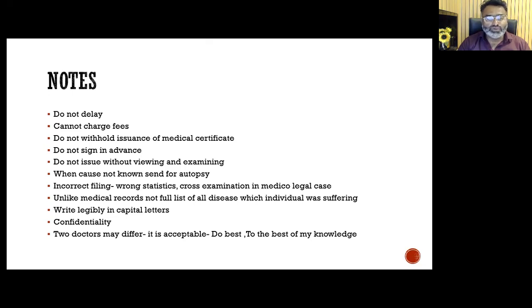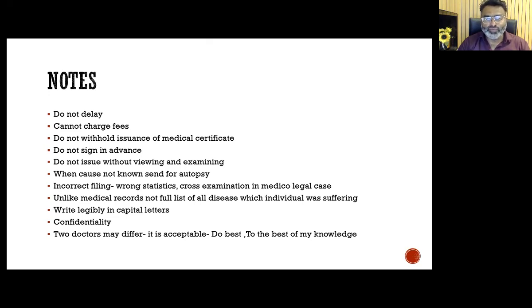When cause not known, send for autopsy. Whenever you are in doubt and not very sure what the cause of death is, send it for autopsy or postmortem examination. Avoid incorrect filling because this leads to wrong statistics. And this cannot stand in a court of law if this becomes a medico-legal case.